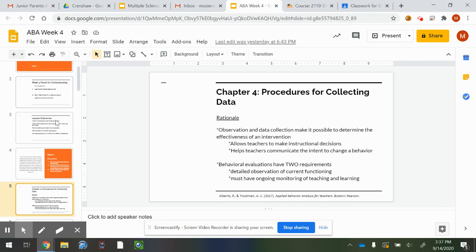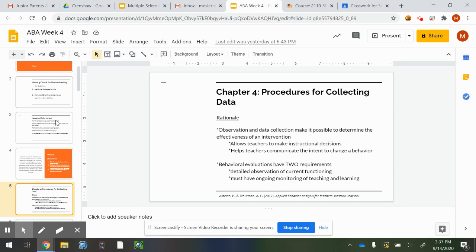They have 2 requirements. One, they must have detailed observation of the current functioning or the baseline, which we'll learn about a little bit later. So we have to be able to identify that baseline and where the student was functioning at prior to any intervention we've put in place.